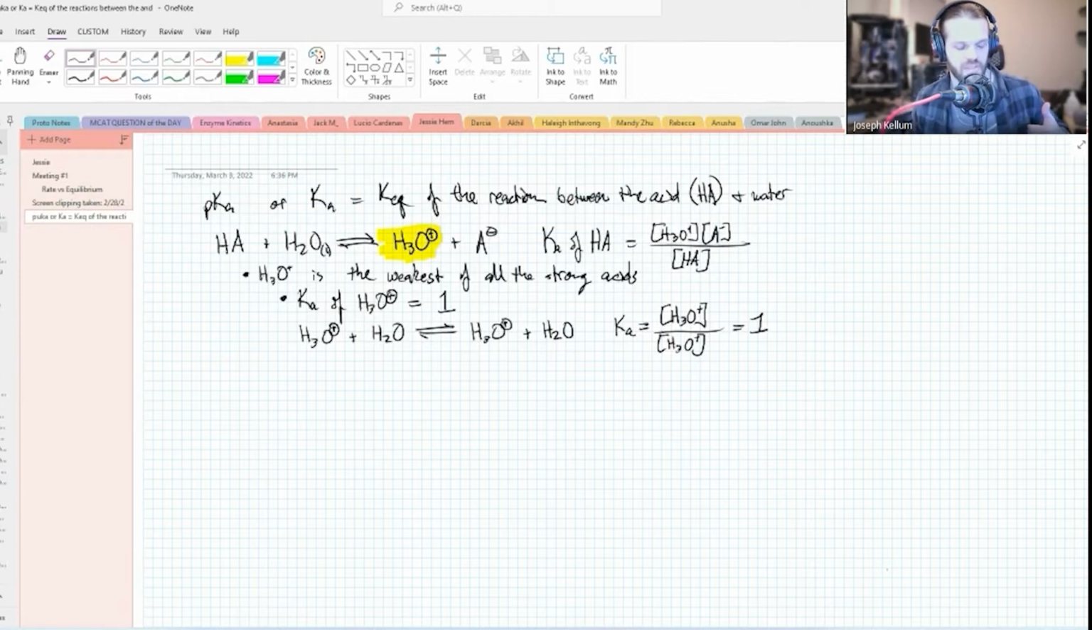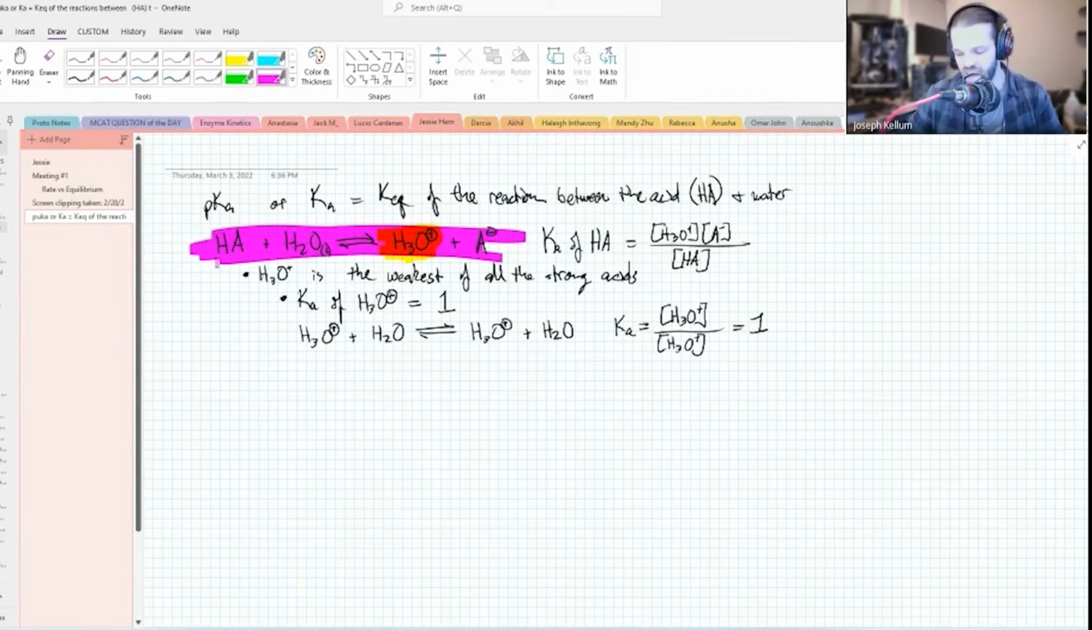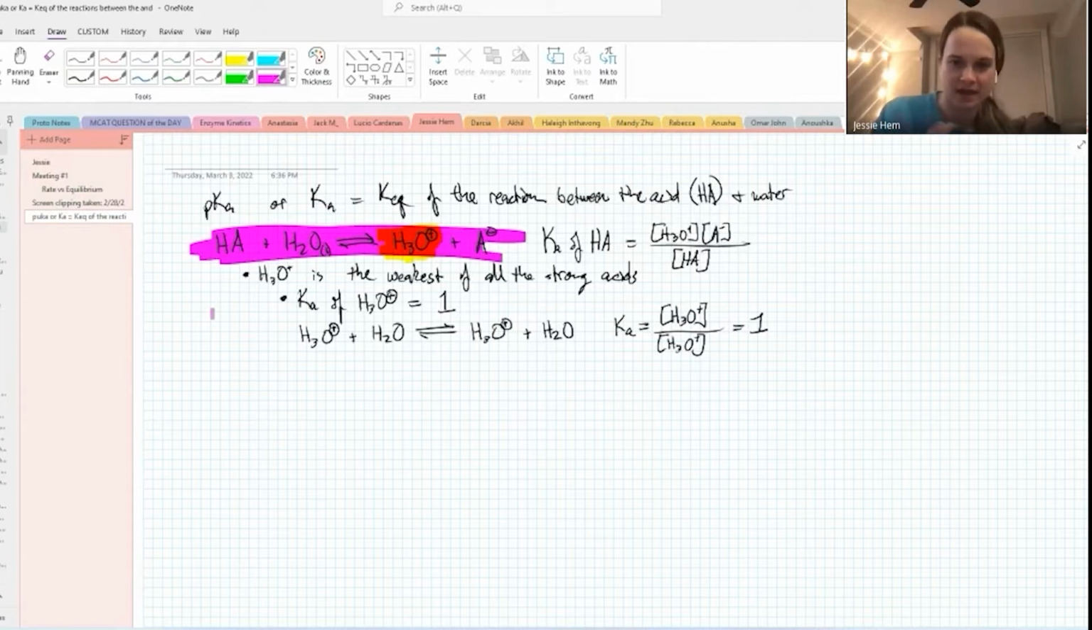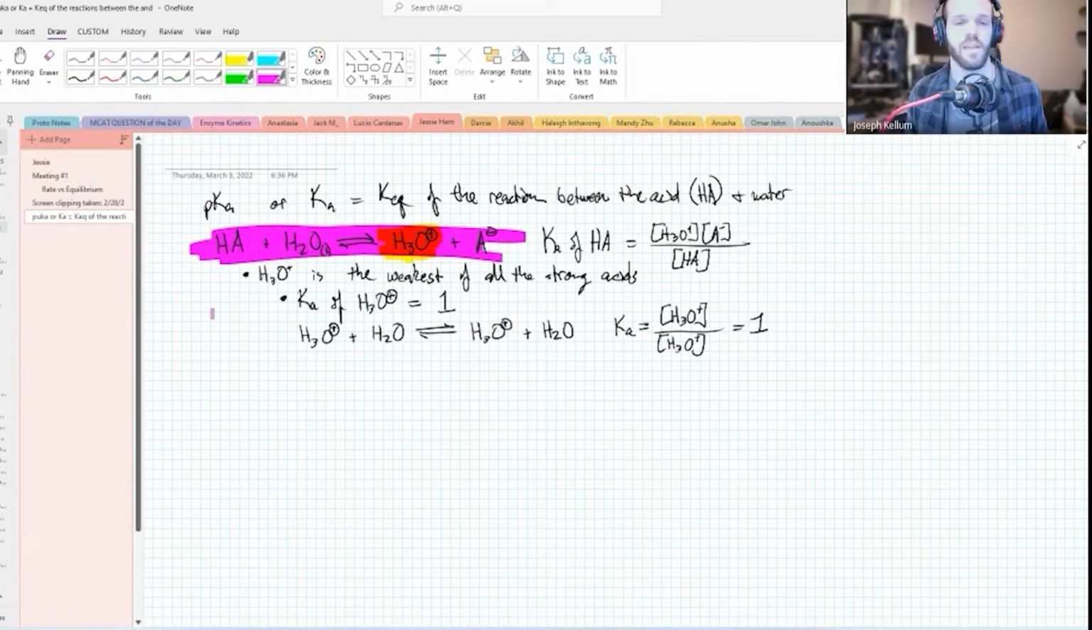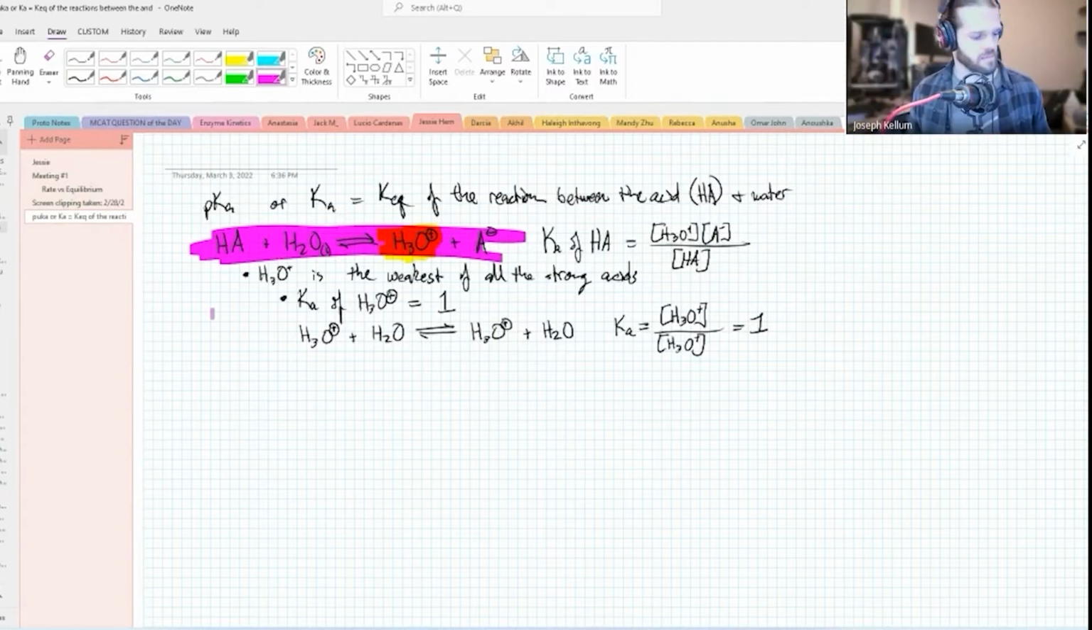And so if your Ka is greater than that of H3O plus, then we can put that into this equation, right? If HA is anything stronger than H3O plus, then your equilibrium is going to lie on the side of products. Therefore, your Ka has to be greater than 1. If it's weaker or a base, then it would be less than 1.